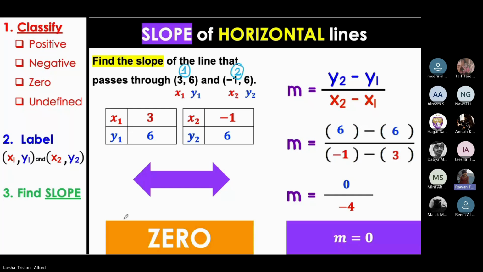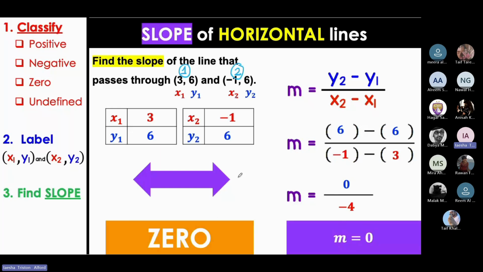Miss, can we write undefined? This one is not undefined. This one is 0. When you put it in the calculator, it gave you 0. So the slope is 0, not undefined. Miss, the 0 is horizontal, right? It is a horizontal line, yes.